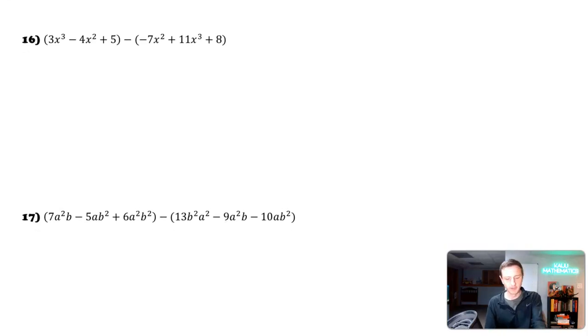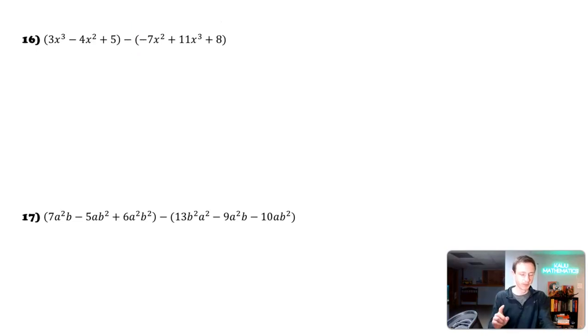On number 16, we have subtraction separating the two polynomials. 3x to the third minus 4x squared plus 5, minus negative 7x squared plus 11x to the third plus 8. So I'm subtracting off this entire polynomial here. Subtracting off this entire thing.